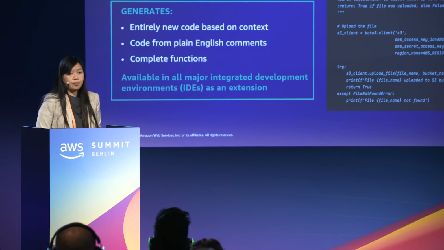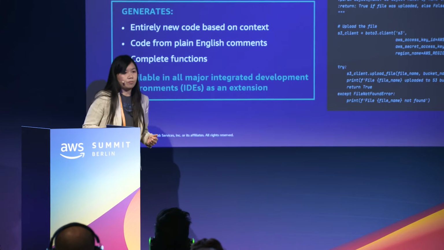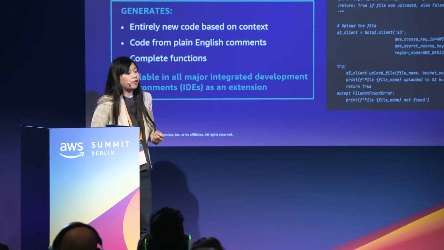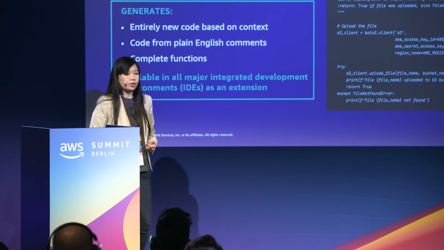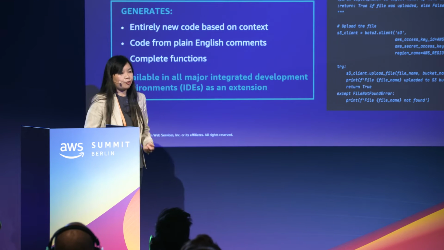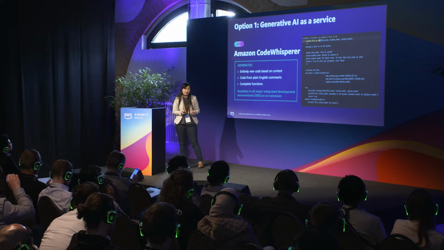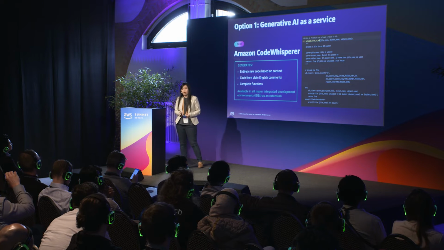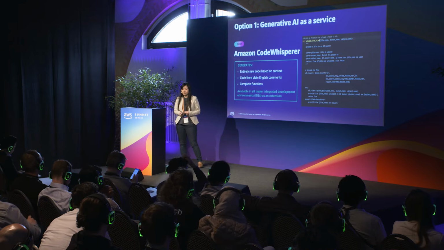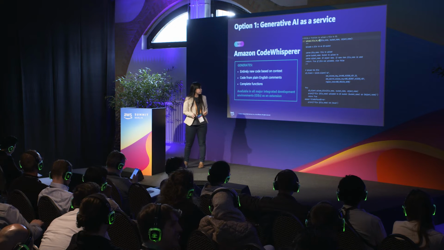If I want to dive deeper on Code Whisperer as an example, some of you might already have tried it out, like Amazon Code Whisperer. You can use it as your good friend when you're doing programming. It can generate code from your English comments. It can finish the function for you when it's needed.